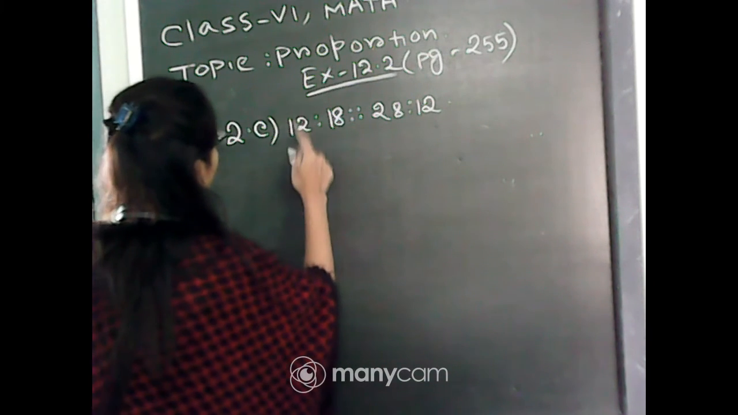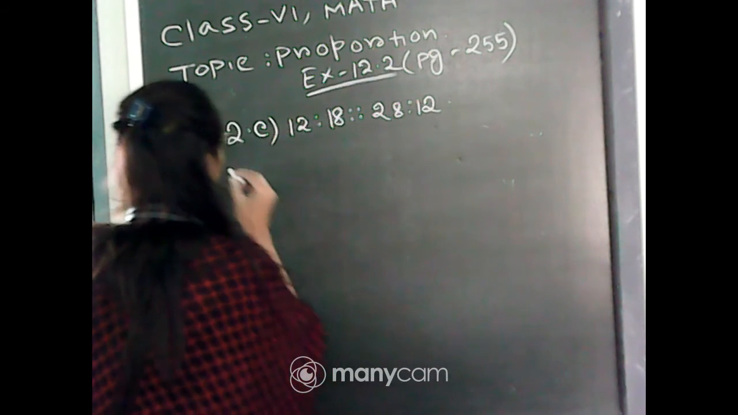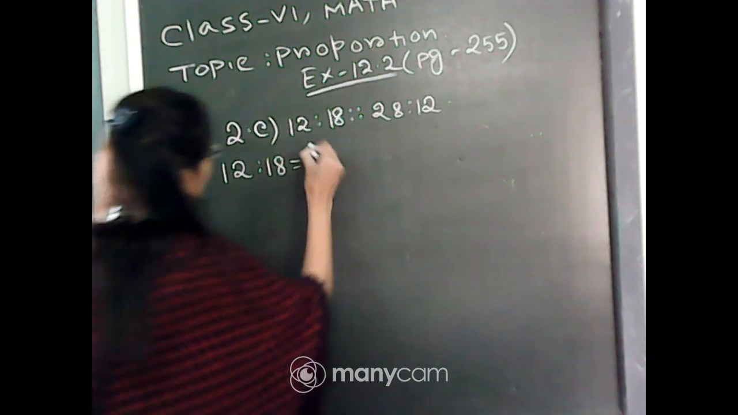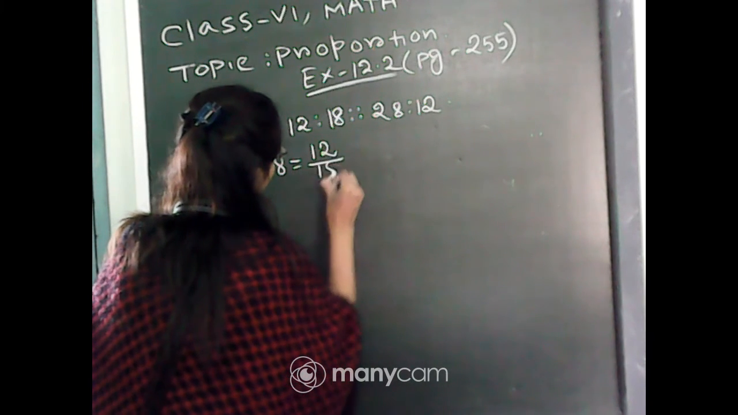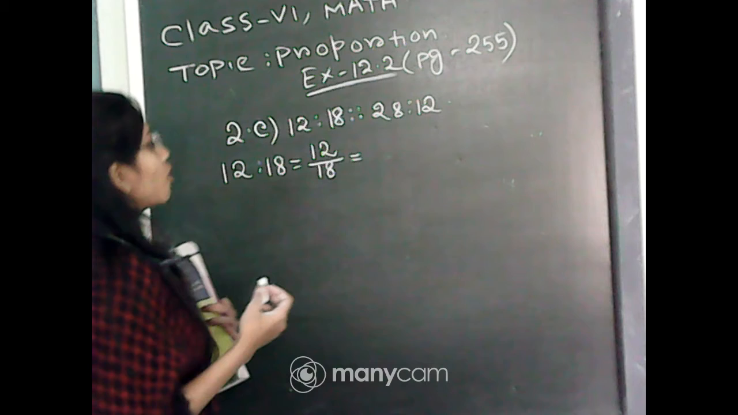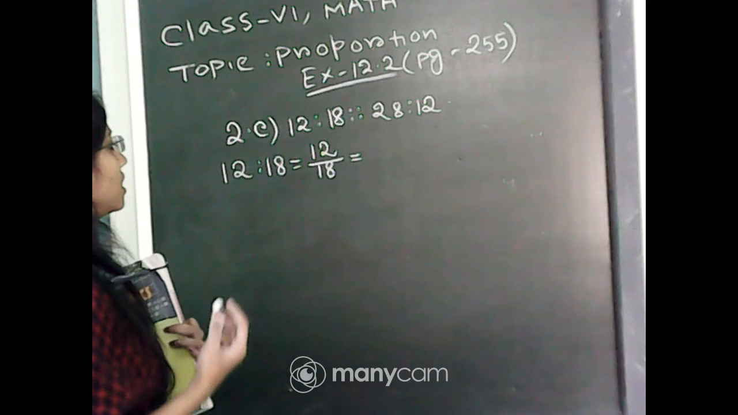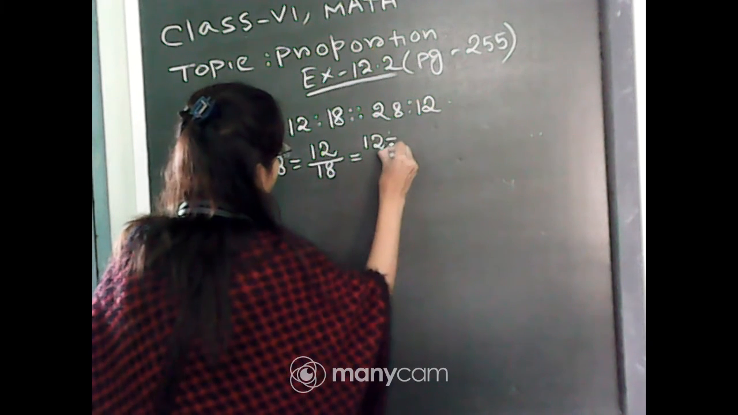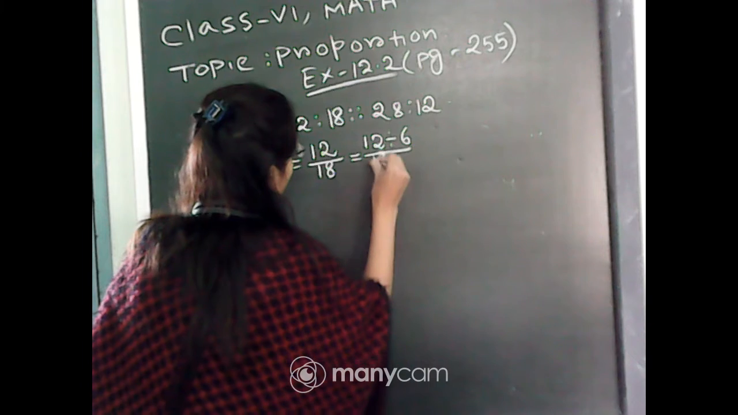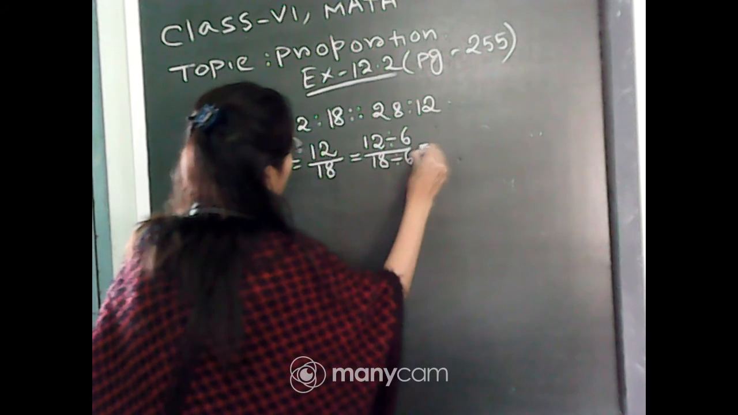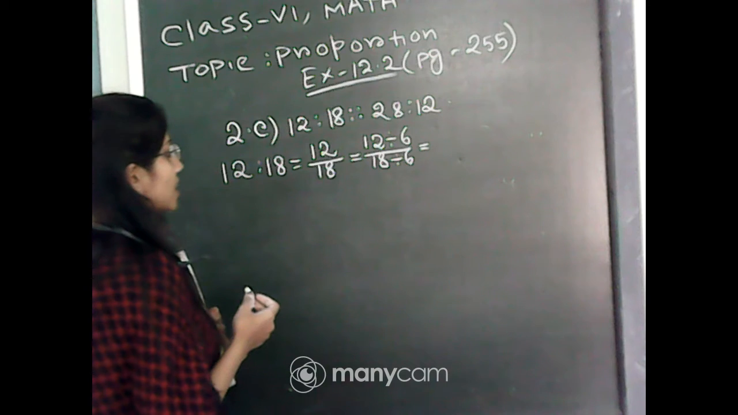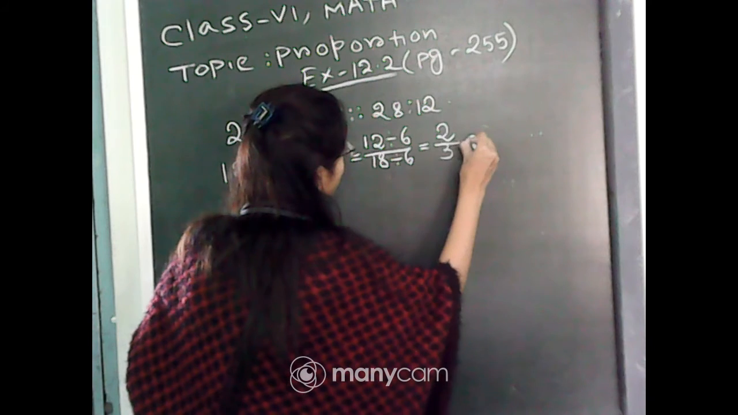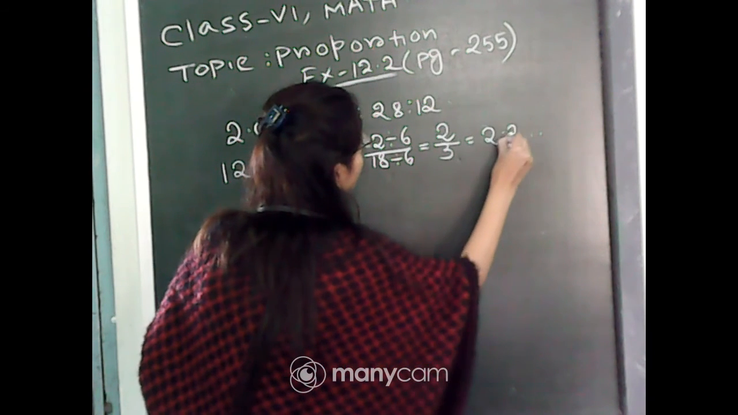For this, first we will find the ratio of 12 and 18. Now 12 is to 18 is equal to 12 divided by 18. The HCF of 12 and 18 is 6. Therefore, we divide both the numerator and the denominator by 6, and we get 2 divided by 3, that is 2 is to 3.